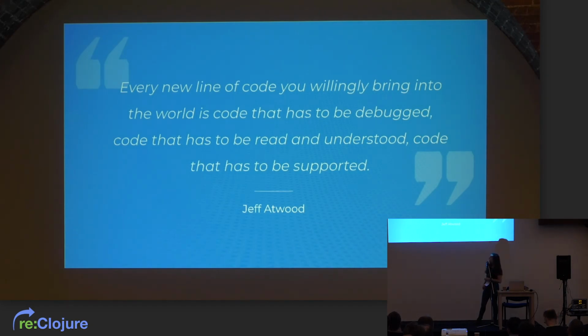So as this quote says, every new line of code you willingly bring into the world is code that has to be debugged, code that has to be read and understood, and code that has to be supported. This quote is by Jeff Atwood, a Stack Overflow co-founder, and I think that being able to get a good grasp of a new programming language, especially when you're a beginner, is by being able to debug it properly. And I found that debugging Clojure code just boosted my Clojure skills.